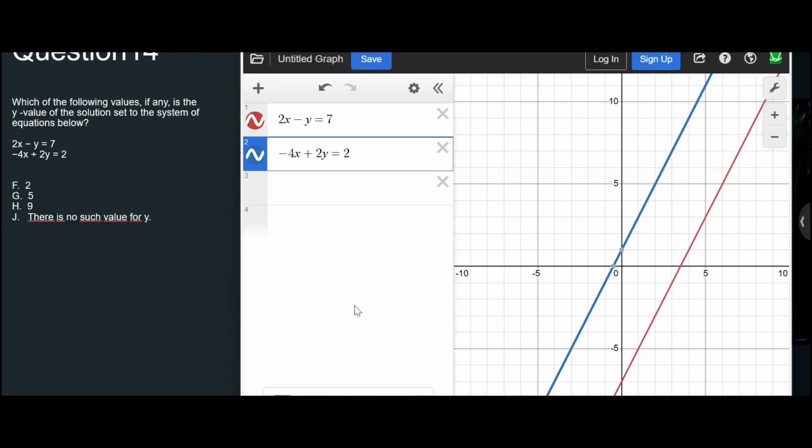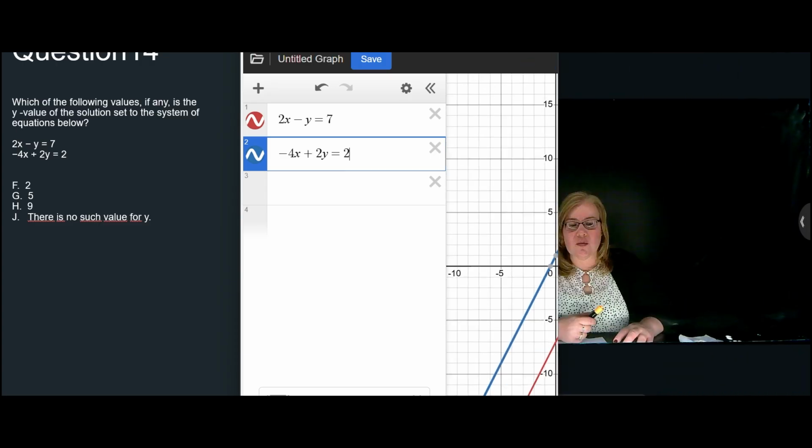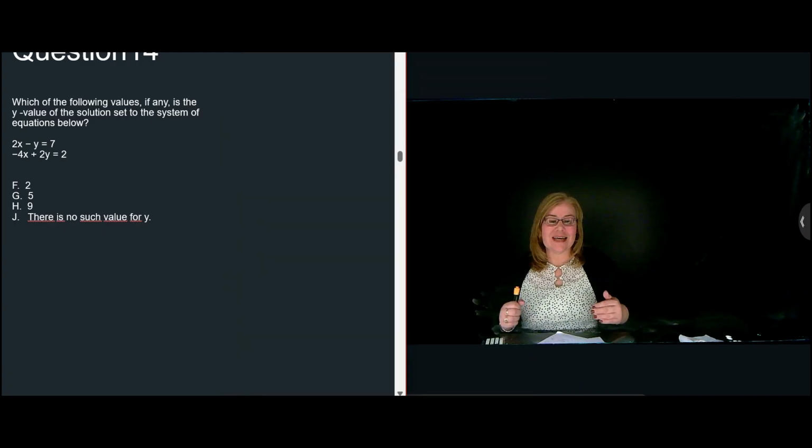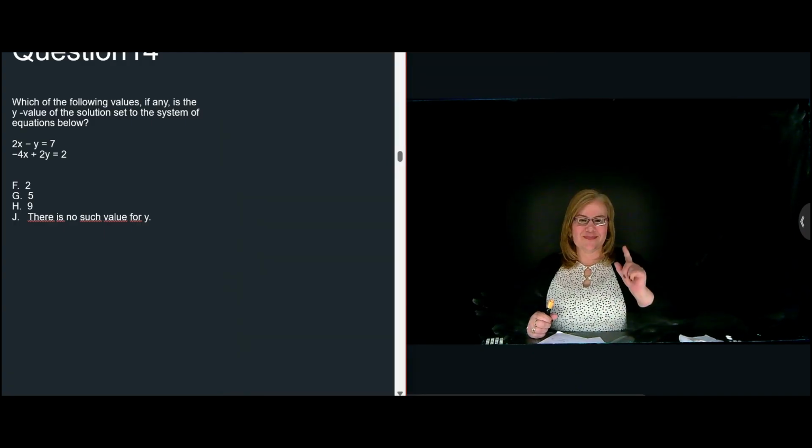So, what they want from me is the y value of the solution set. Now, the solution set is where these two lines cross. Well, what do we notice about this? That's right, they do not cross. That means they are parallel lines. That means they never cross. So my only possible answer would be what? There is no such value of y. Why? Because there's no intersection. These never cross. Good job.